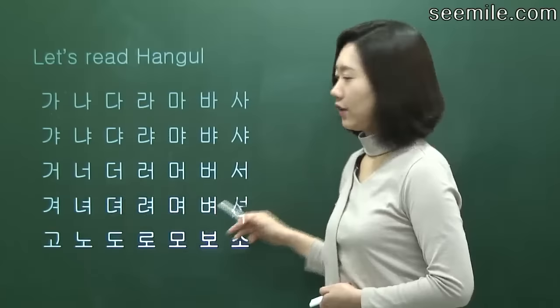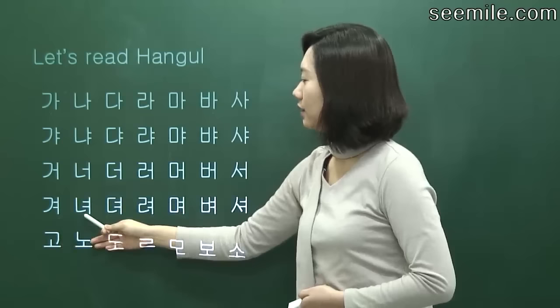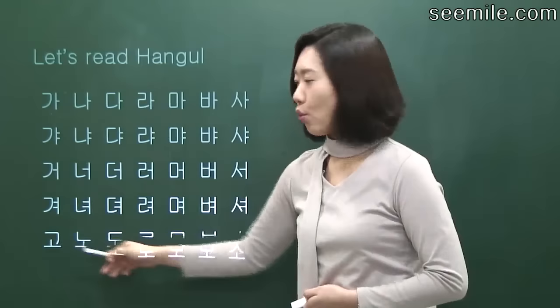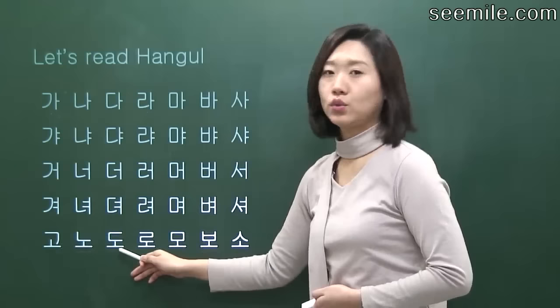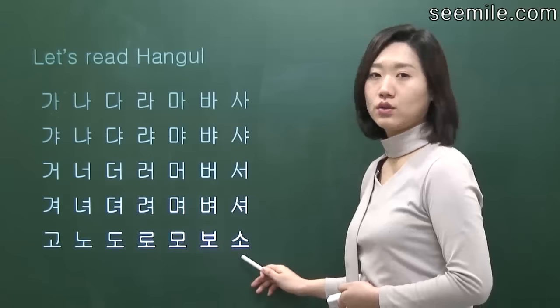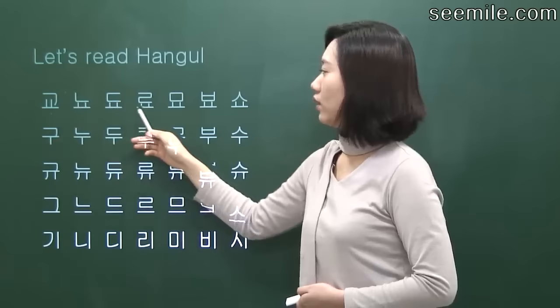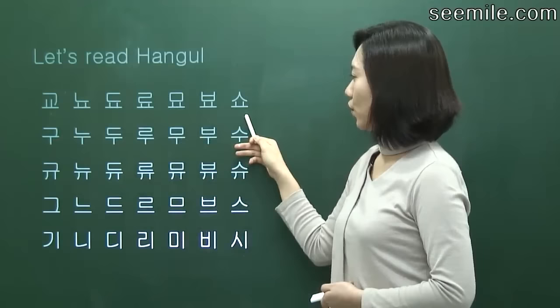여 sound. 겨, 녀, 려, 며, 벼, 셔. 오 sound. 고, 노, 도, 로, 모, 보, 소. Okay. Next, 요 sound. 교, 뇨, 료, 묘, 뵤, 쇼.